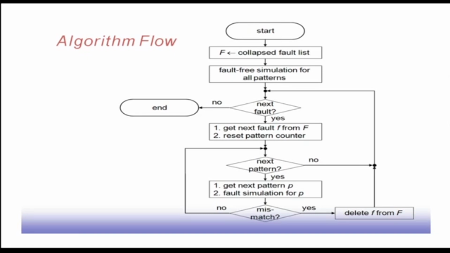Then we perform a fault free simulation for all patterns. The test pattern is coming as an input, so we do a fault free simulation. Then we pick up the faults one by one from the collapsed fault list. As long as there are faults in the list, we get the next fault F from the collapsed fault list, and then reset the pattern counter. So, for this fault we again start from the very beginning of the pattern set. If my pattern set has 100 patterns, then for all these 100 patterns we would like to simulate under the presence of this particular fault.